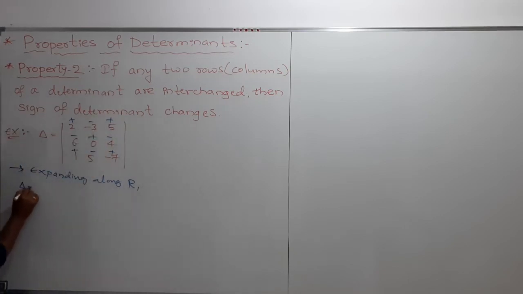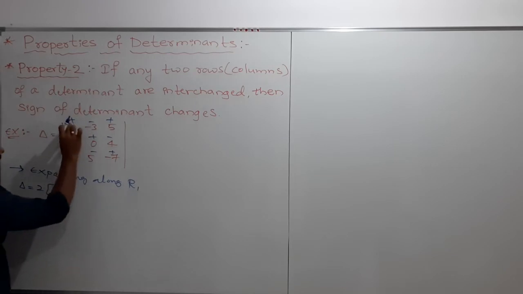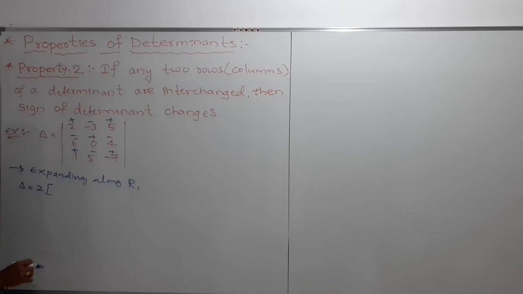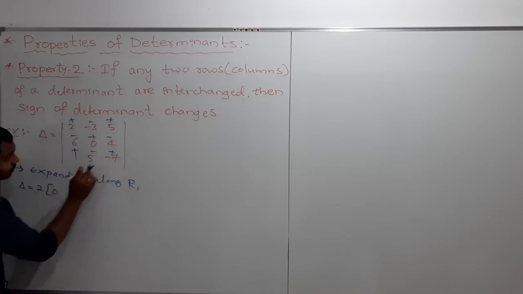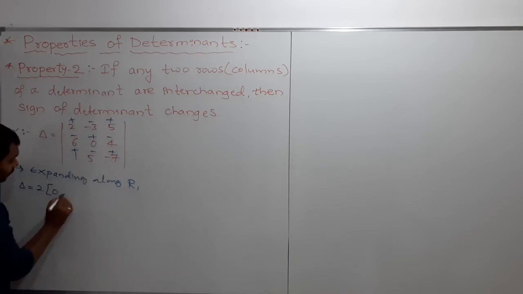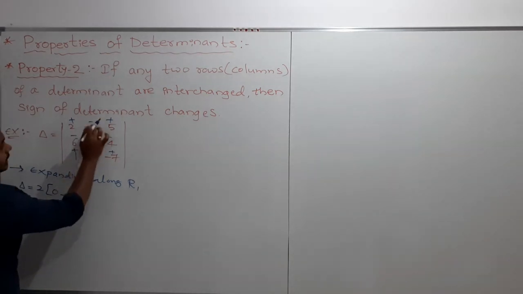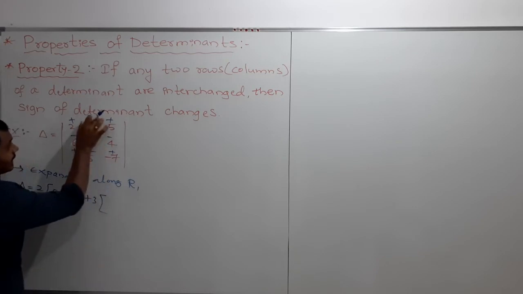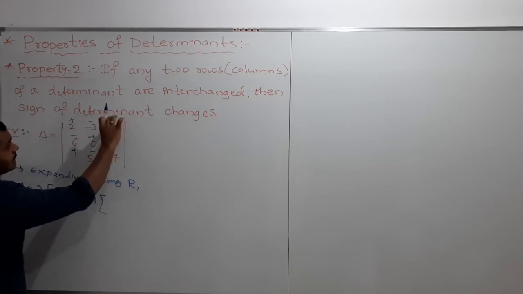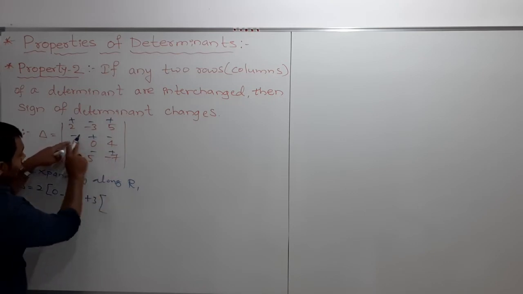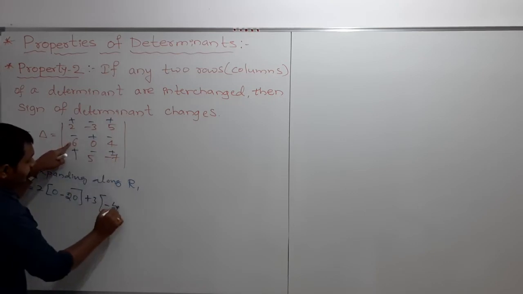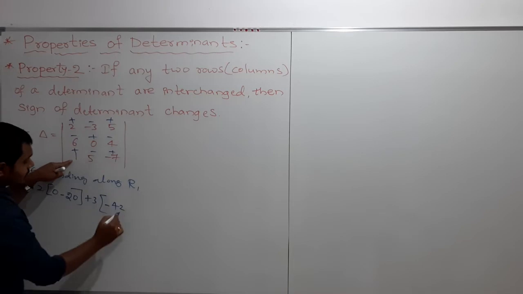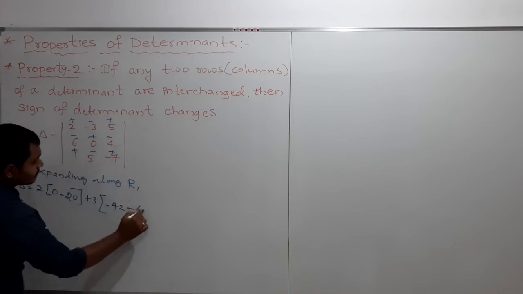So therefore, determinant is equal to plus 2 into, again leaving this first row and first column, 0 into minus 7 is 0, minus of 5 into 4 is 20. Next, minus of minus 3, minus minus plus 3. Again leave this column and this row: 6 into minus 7 is minus 42, minus of 1 into 4 is 4.